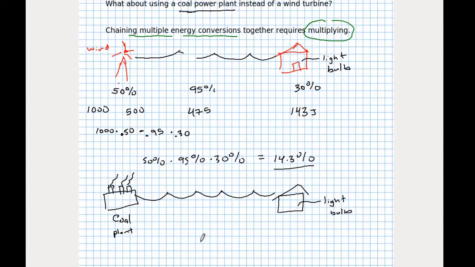And this wouldn't change anything about the efficiency of the power line, nor would it change the efficiency of the light bulb. It would still be 95% and 30%. The thing that would change would be the efficiency of the wind plant. Coal plants are not quite as efficient as wind. So where a wind turbine can get 50% of the wind energy and turn it into electricity, a coal plant can take about 30% of the chemical energy in the coal and turn it into electricity.